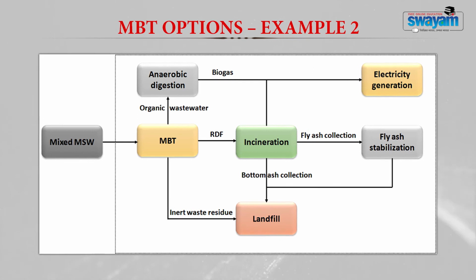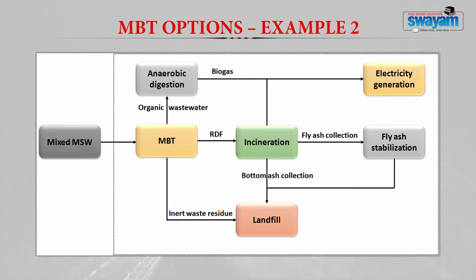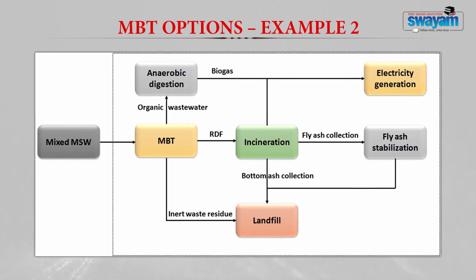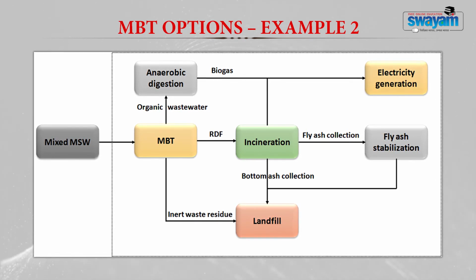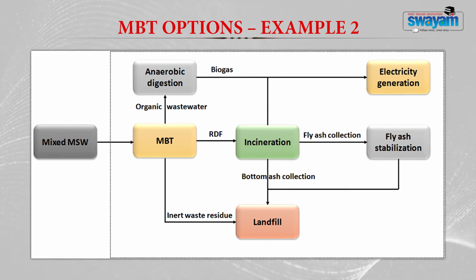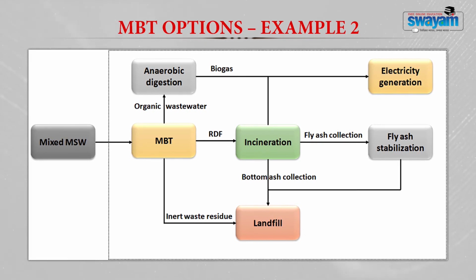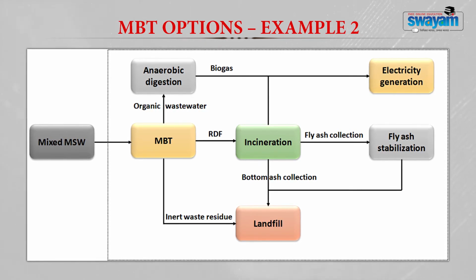In the previous process which I told you, there you will have incinerators generating electricity. In the second option which I told you, here incineration is just to reduce the volume of waste, but in the first scenario the heat generated during the incineration process is also used for electricity generation.